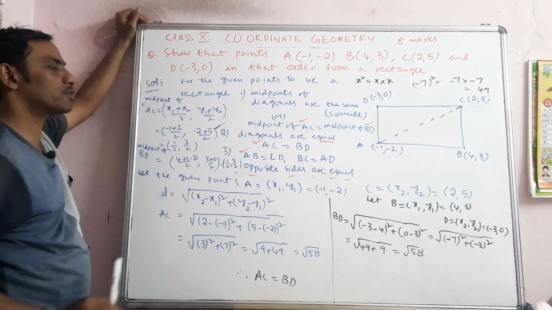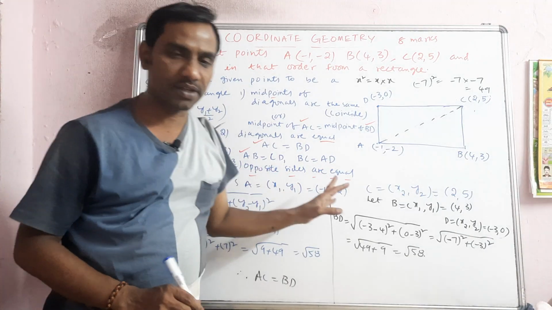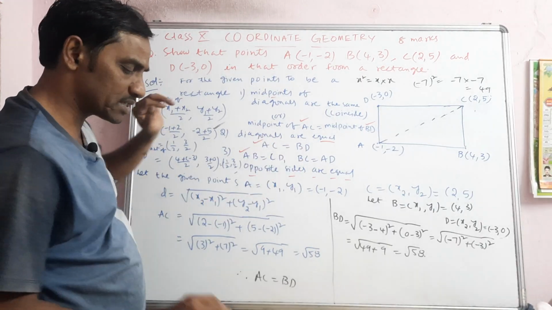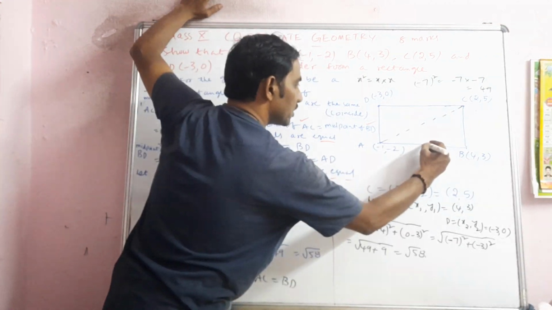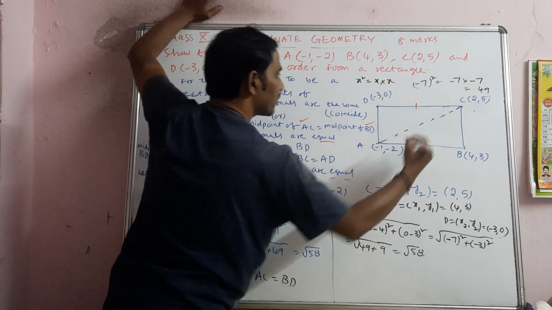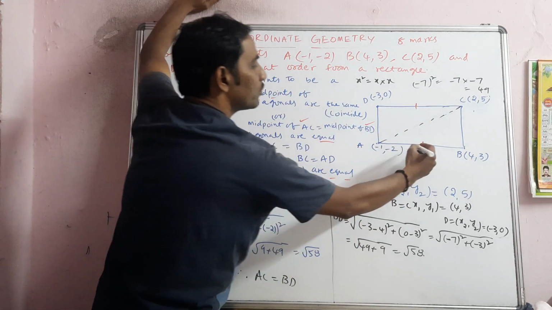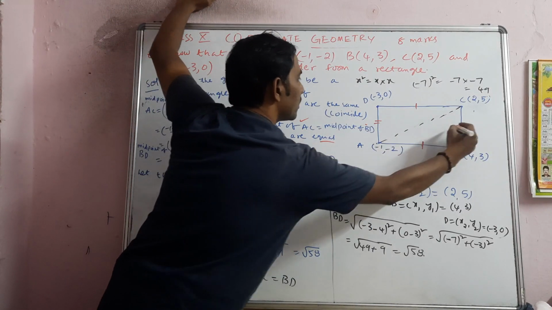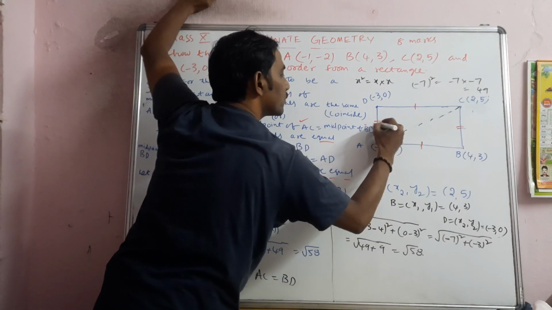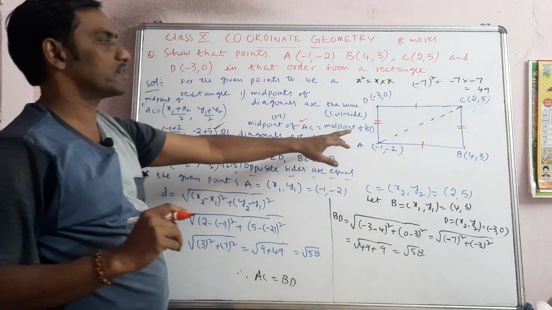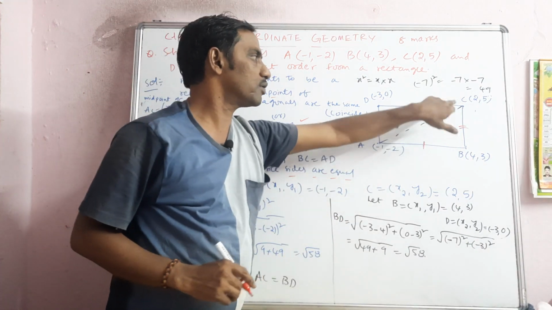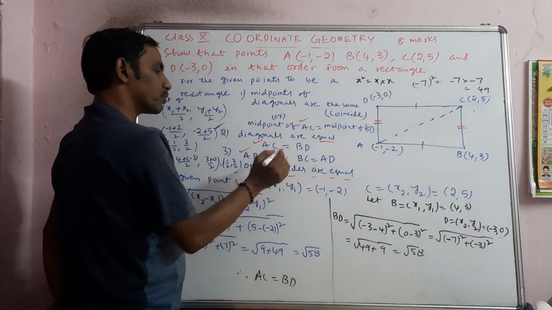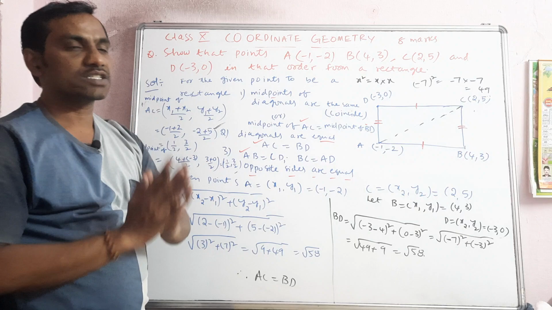The only thing left is that we have to show opposite sides are equal by using the distance formula again: AB is equal to CD and BC is equal to AD. I will draw marks here. If I keep a single line mark, it means these two sides are equal. And if you draw double lines, it means those corresponding sides are equal. So AB is equal to CD and BC is equal to AD. We have to show these points by using the distance formula.